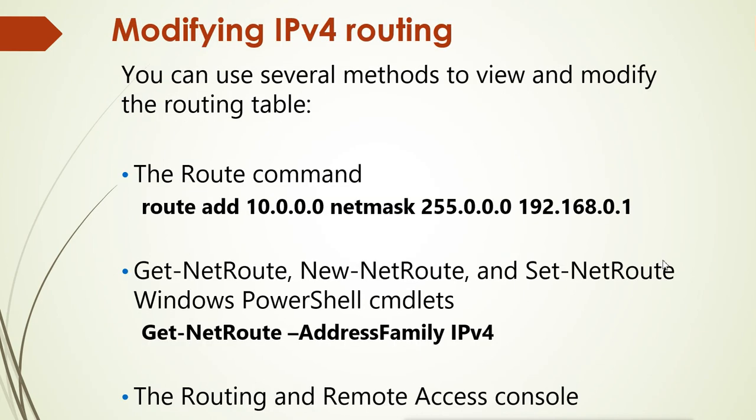Now there are several methods you can use to view and modify the table. We can use the route command to see and add to the routing table. We can use route add to add a new network. This is what we can do in our Windows machine.